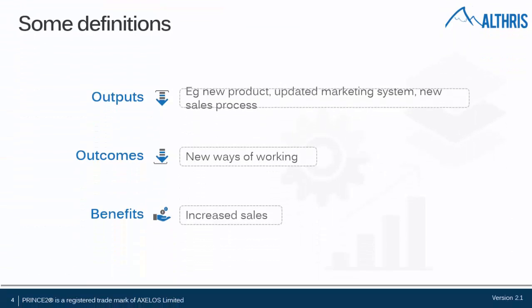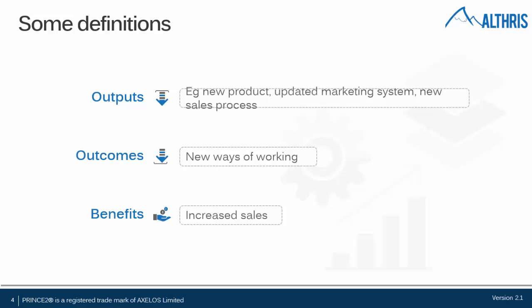Okay, so as I said, outputs are something like a new product, updated systems, a new way of doing things. The outcomes would be the actual new way of working. So the guys in marketing have a new system to use, and they're going to change how they work. But the benefits would be the increased sales, the better process that's out there.